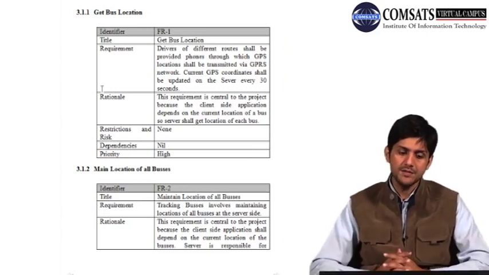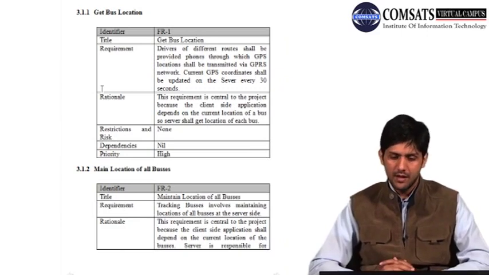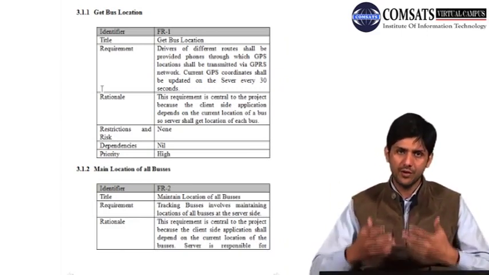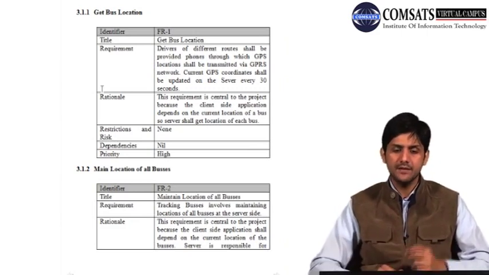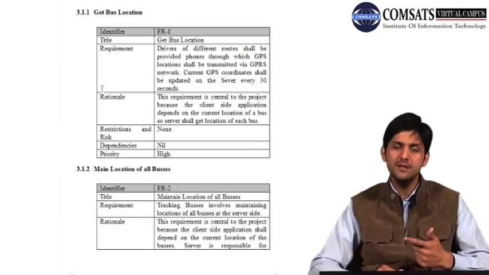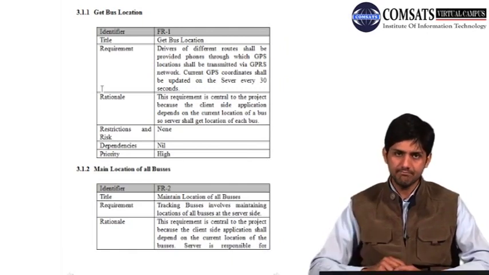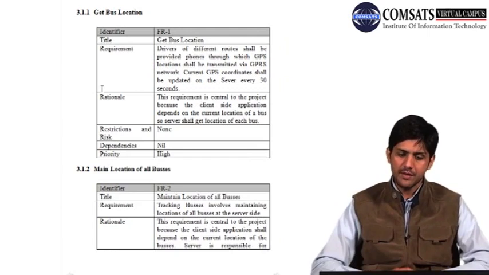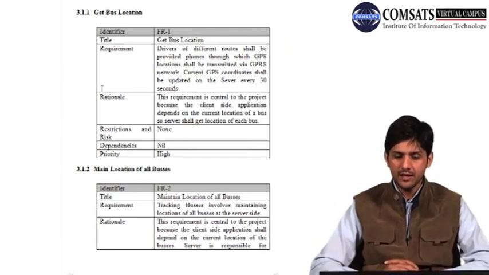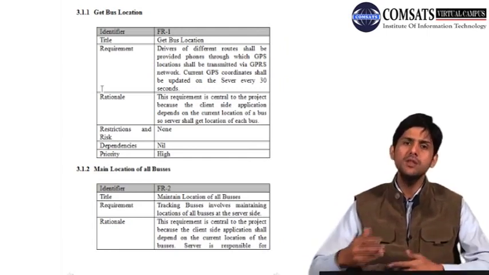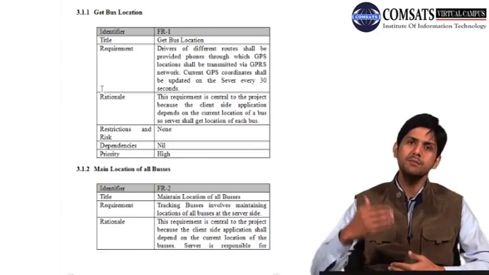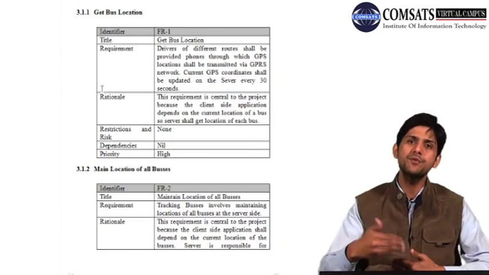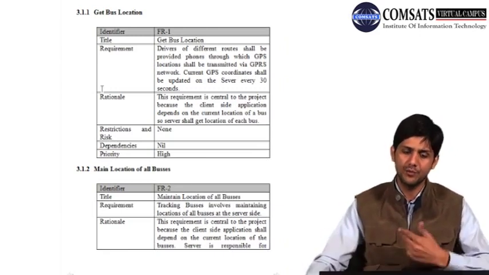So the next requirement was maintain location of all the buses. Because as we said in the problem statement, one of the goals of this software is that the transport office of the university wants to track all the buses. Why do we need this requirement? What does this requirement say? It says that tracking buses involves maintaining the location of all the buses at the server side. So get bus location was for one particular bus, but we are saying we have to maintain this information for all the buses, not just one bus on one route.